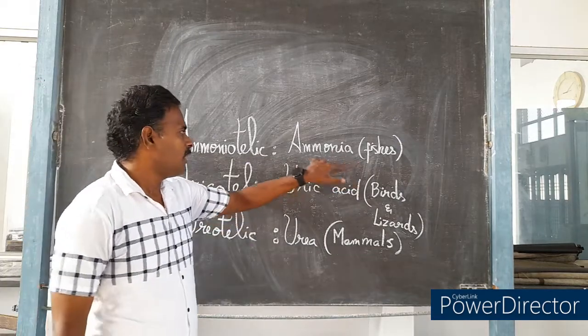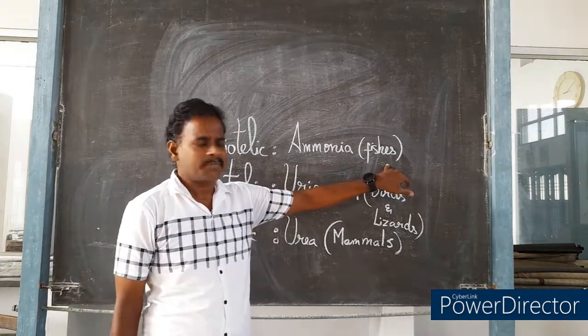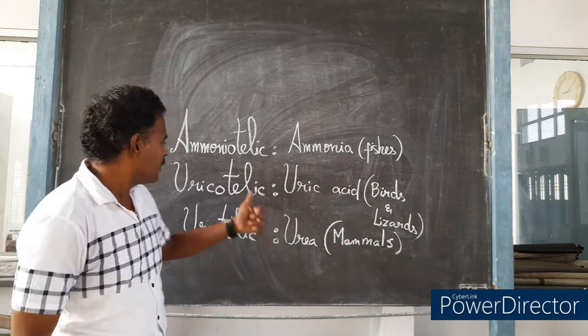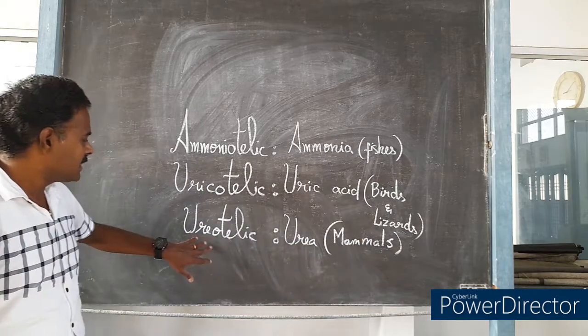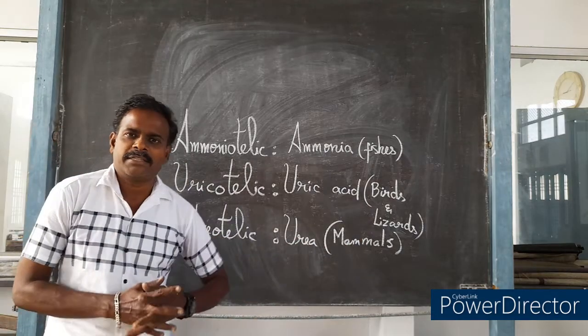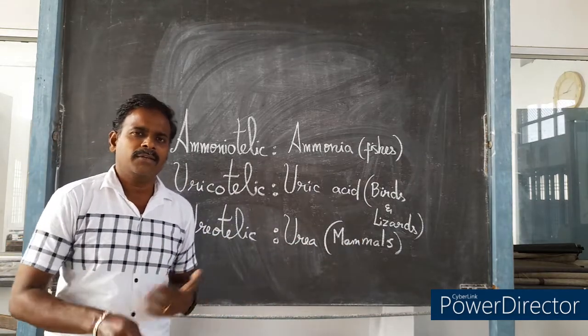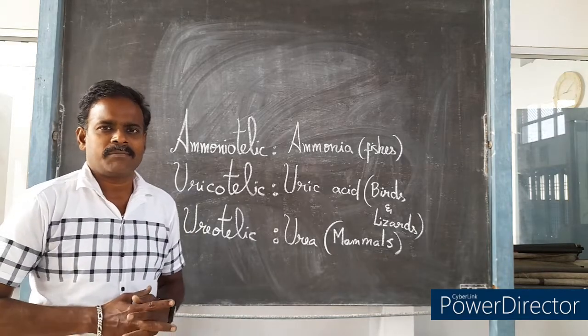The example of ammonotelic animals: fishes. Birds and lizards are the examples of uricotelic animals, and mammals are the examples of ureotelic animals. This also you keep in mind. You will learn this in higher classes.